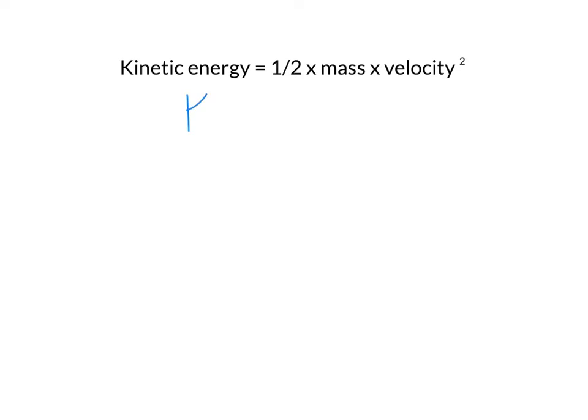So kinetic energy will be KE, then a half, times mass, which will just be m, and then times velocity squared, which will be v. Sometimes we even leave the times signs out.